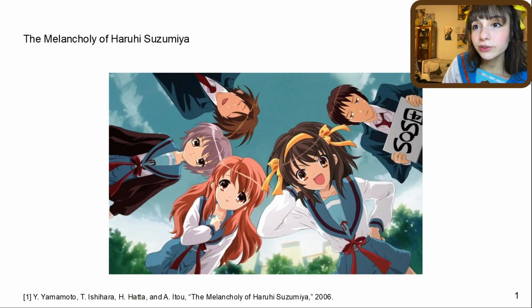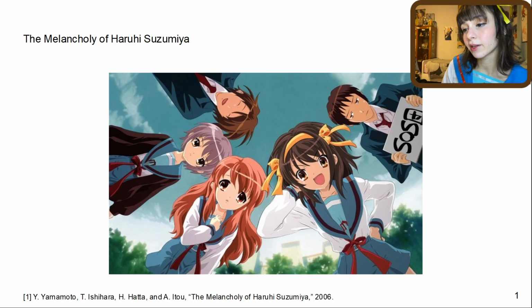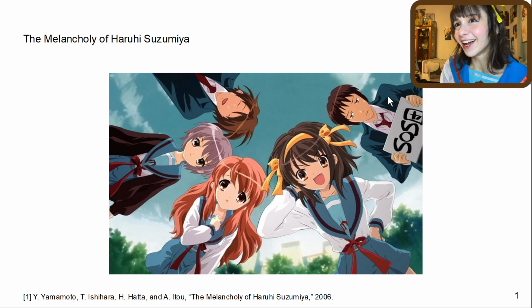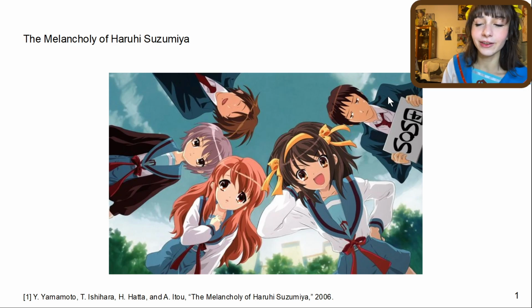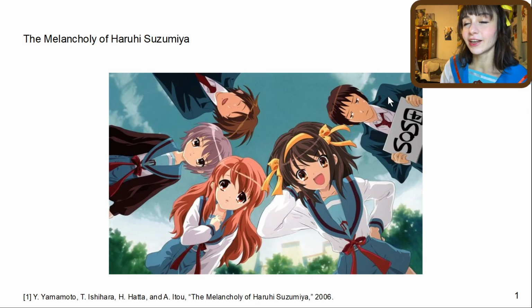The Melancholy of Haruhi Suzumiya is an anime that came out in 2006. It follows Kyon, the guy on the right over here, and he meets the title character, Haruhi Suzumiya, at school. She's a very outgoing, eccentric, sort of crazy girl who's bored by anything that is boring or familiar. She has a very crazy imagination and loves anything otherworldly and crazy.